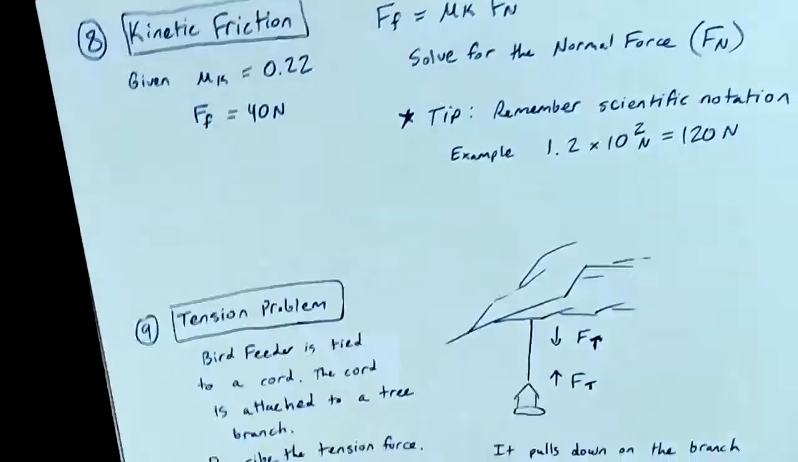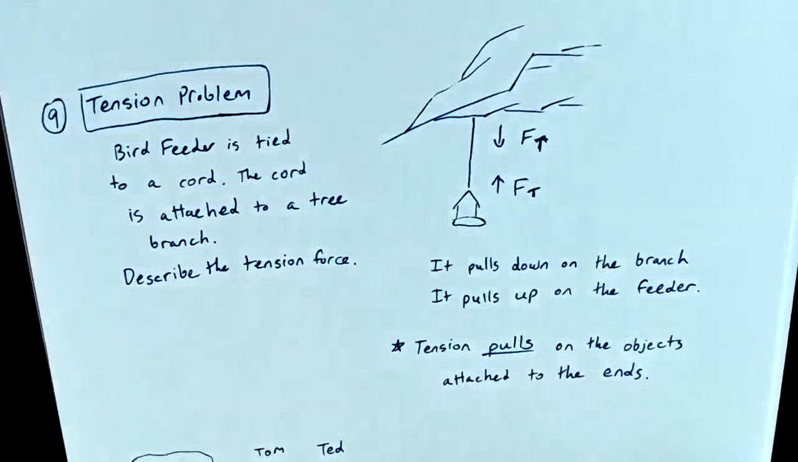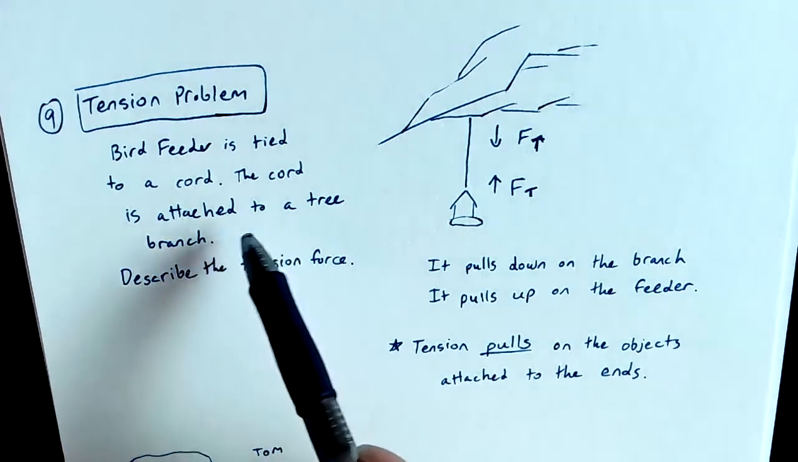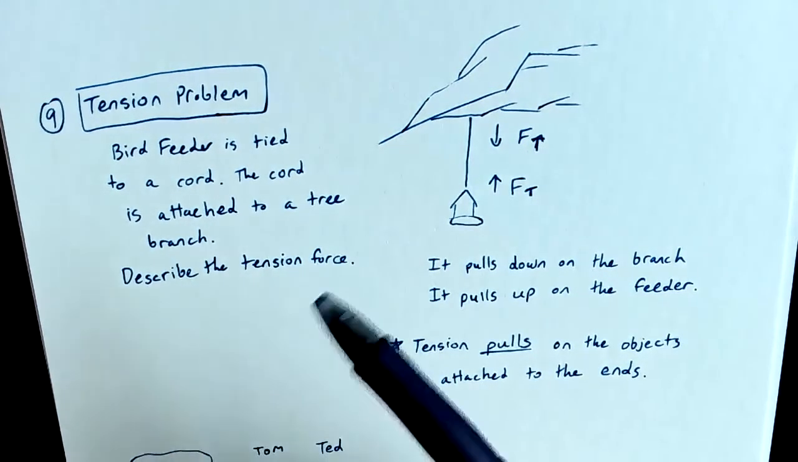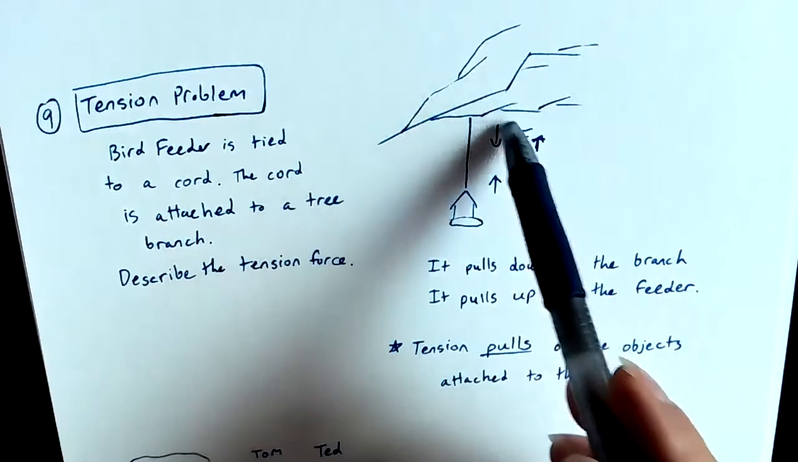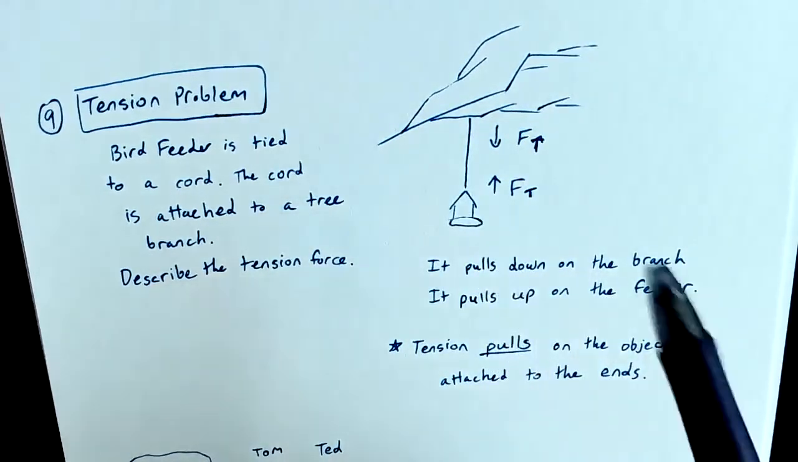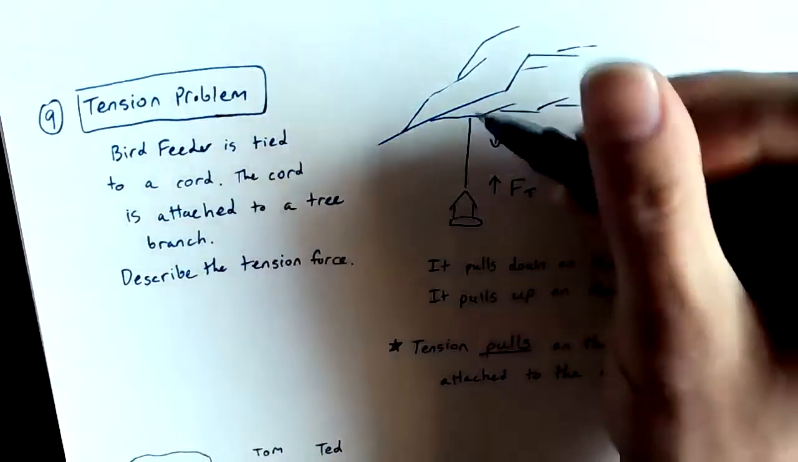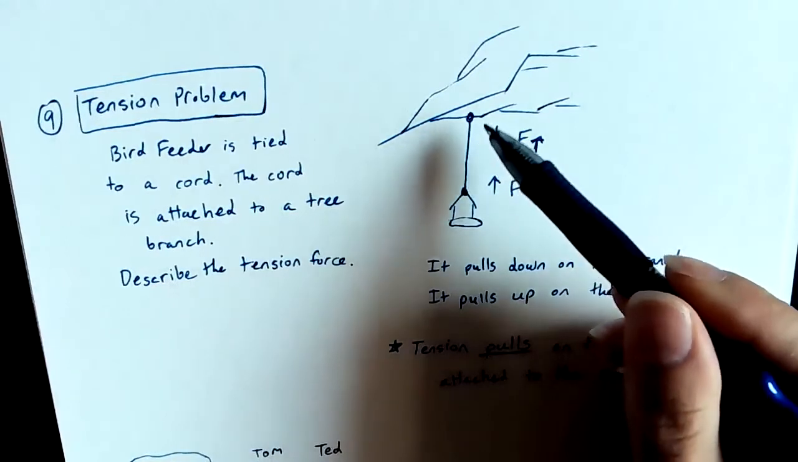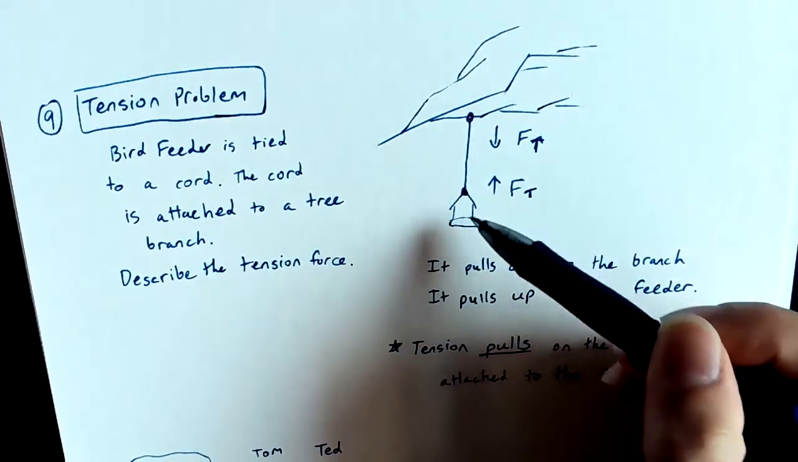And here's a more simple problem. There is a bird feeder tied to a cord. The cord is attached to a tree branch. And you're asked to describe the tension force. So here's my little tree branch. There's a little bird feeder. But it's attached at the ends to a branch and this bird feeder.